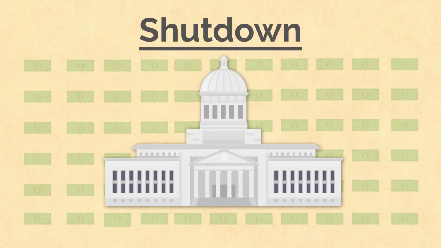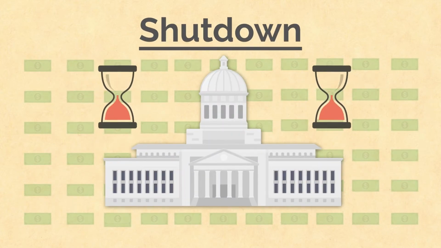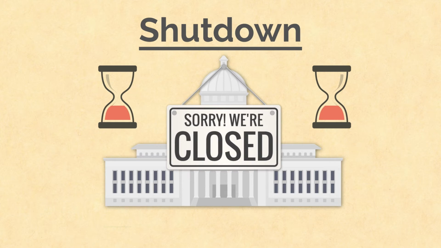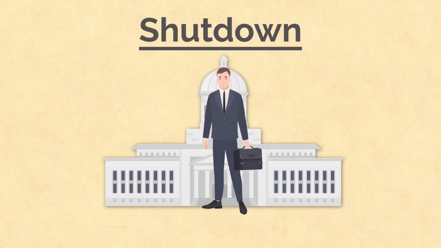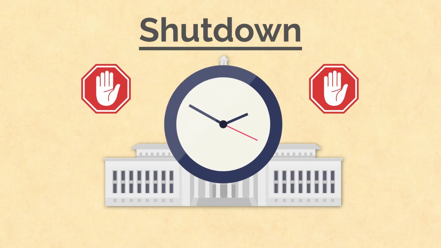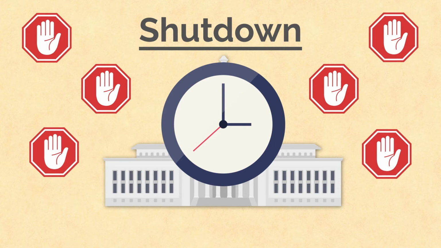Shutdown. If Congress doesn't finish the budget process on time, then the government runs out of money. If the government runs out of money, it has to close. This is called a shutdown. In a shutdown, many people who work for the government stop going to work. Some services stop. The longer the shutdown goes, the more services stop.